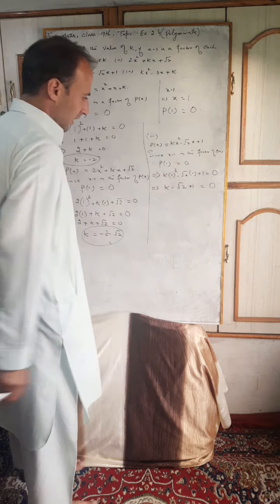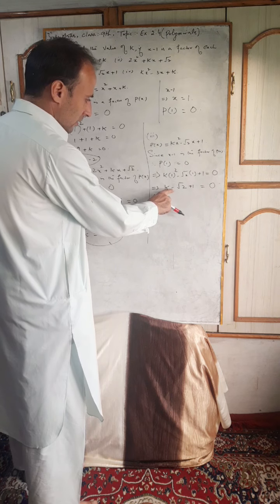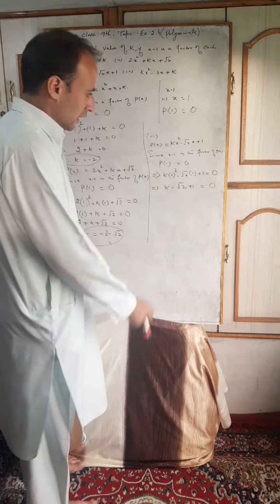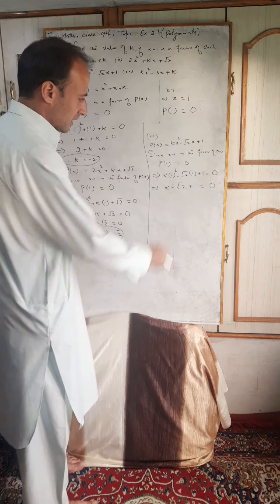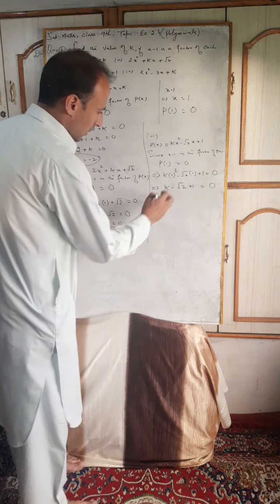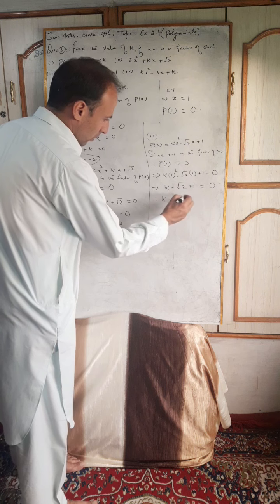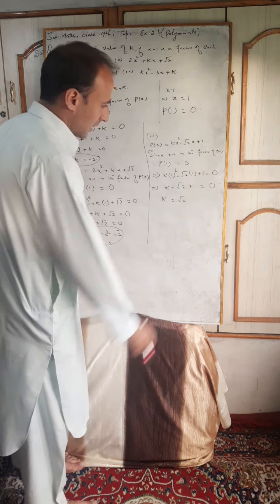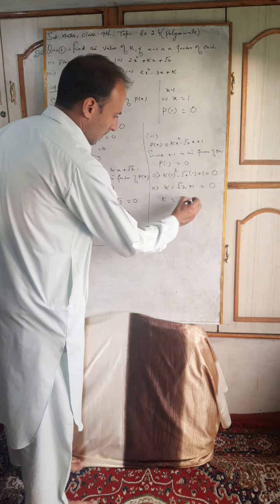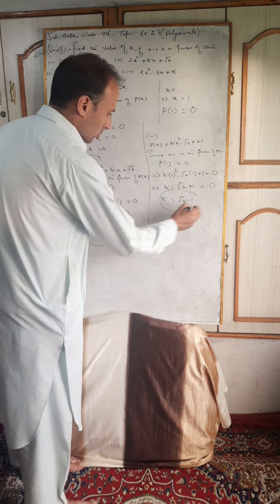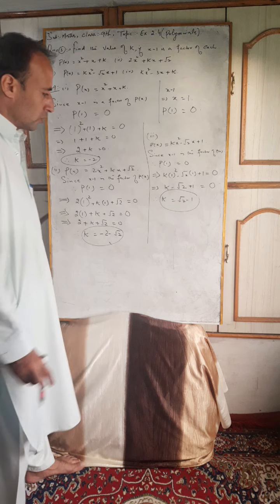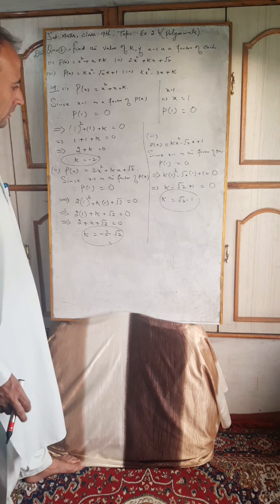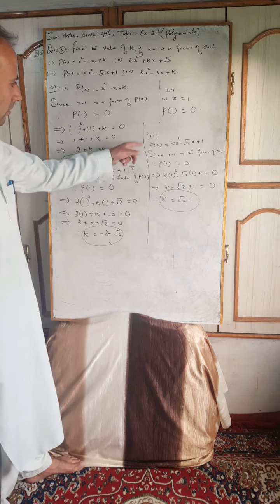Here the sign of root 2 is minus. When we transfer it to the right hand side, the sign will get changed and it will become plus. Therefore k will be equal to root 2. Here it is plus 1. When we transfer it to the right hand side, it will become minus 1. So k is equal to root 2 minus 1 will be its answer.